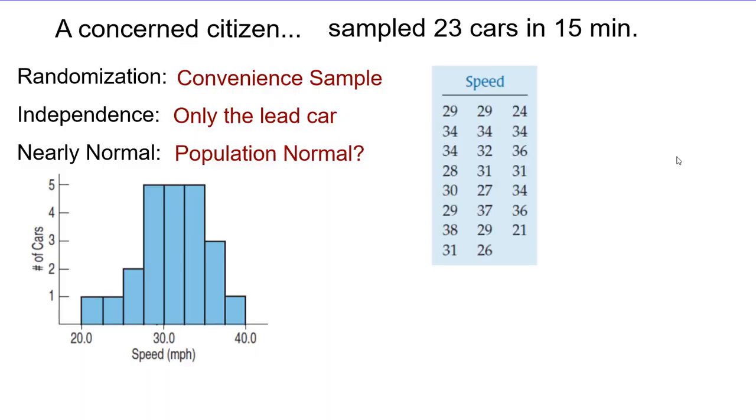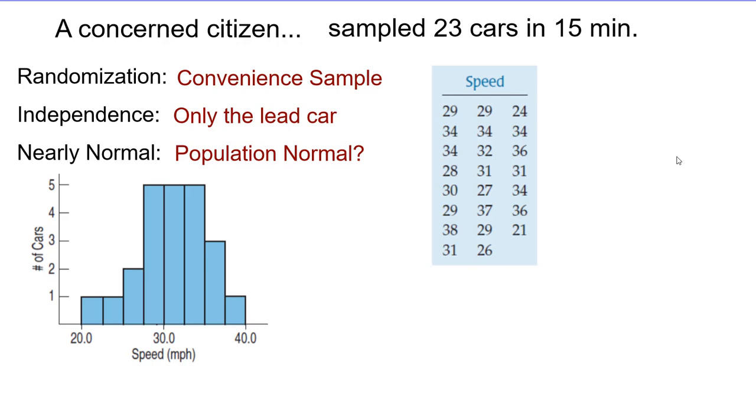So a concerned citizen sampled 23 cars in 15 minutes. So the first thing, was this a random sample? Can we expect it to be representative of all the cars that drive through the area? And randomization is also tied to independence, because if it's truly a random sample, then each individual datum will be independent of the next one. So was it random? No, it was a convenient sample.